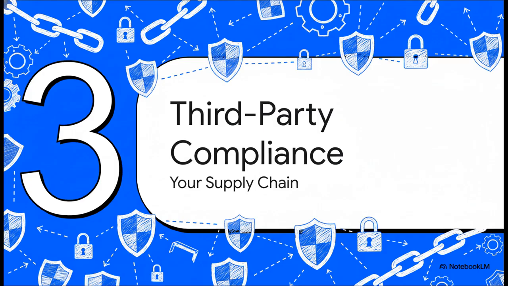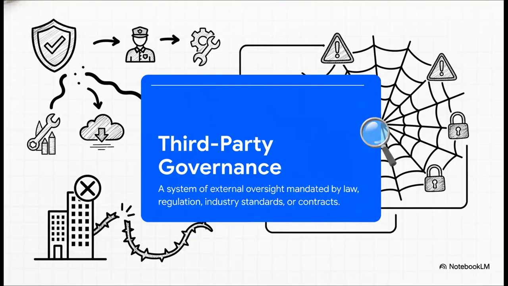In today's world, everything is interconnected, right? So you have to extend that same level of oversight to your partners. This is all about securing your entire supply chain. So third-party governance is exactly what it sounds like. It's the system of oversight you use for all your external partners. And this could be anyone: your security guard service, a maintenance contractor who comes in, even a software vendor.